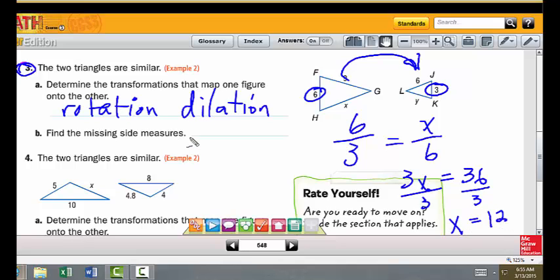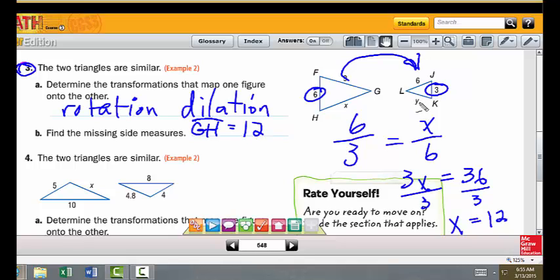So the missing side measures, we would have x, which was GH, so we have GH, that's a line segment, so we draw that, and that one equals 12, so we've got that one done.